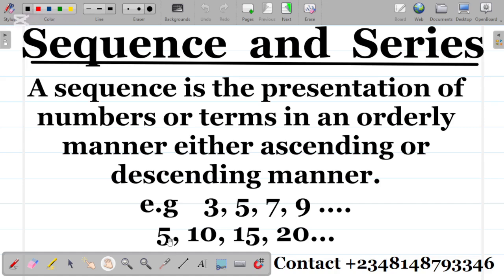Let's take the second example here. We have 5, 10, 15, and what? 20. It is in an ascending manner because 10 is greater than 5, 15 is greater than 10, and then 20 is also greater than 15. And you will also notice that the terms are separated by commas for a sequence.